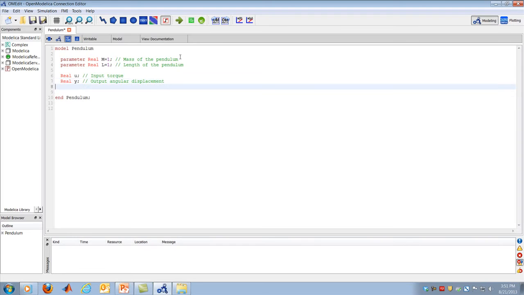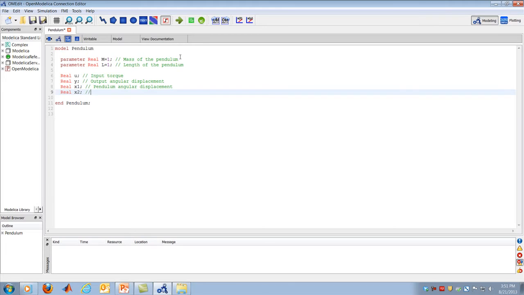And then finally, as far as the state variables are concerned, I'm going to have a real x1, and I'm going to say that that is my pendulum angular displacement, also the same as y, and I have a real x2, and that is the pendulum angular velocity. Okay, and now I'm done defining all my variables.